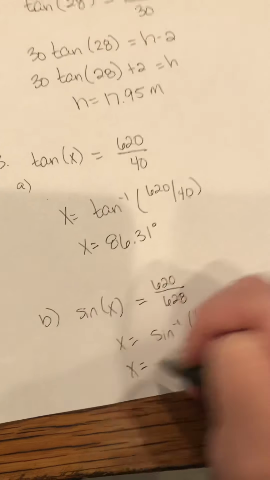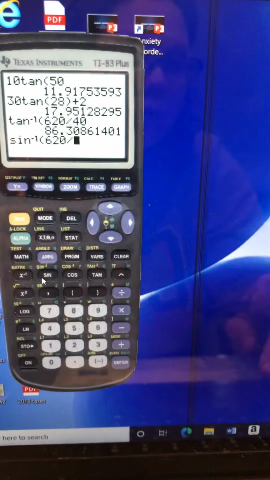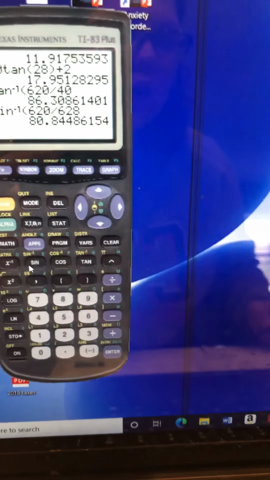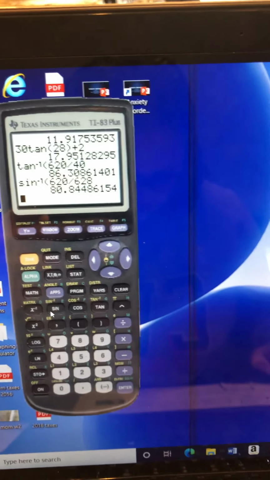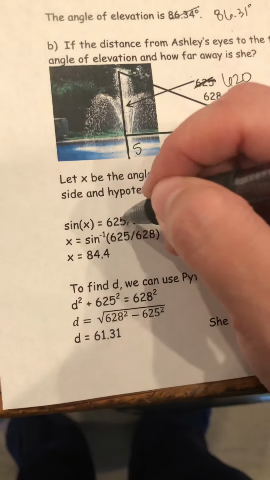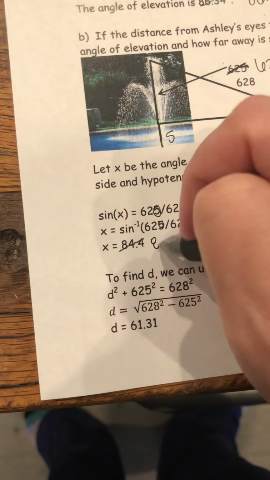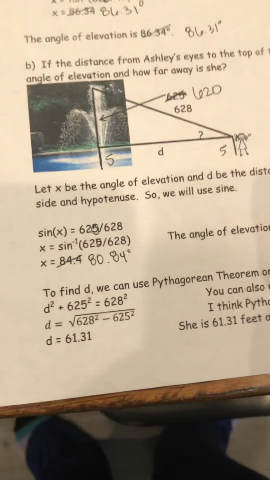So if you do the inverse sine, on your calculator just hit second sine and do 620 divided by 628. And you get 80.84 degrees. So this should be a 20 and a 20, and we'll mark it out here so that I can fix it. 80.84 degrees. Again, it's 80.84 degrees.